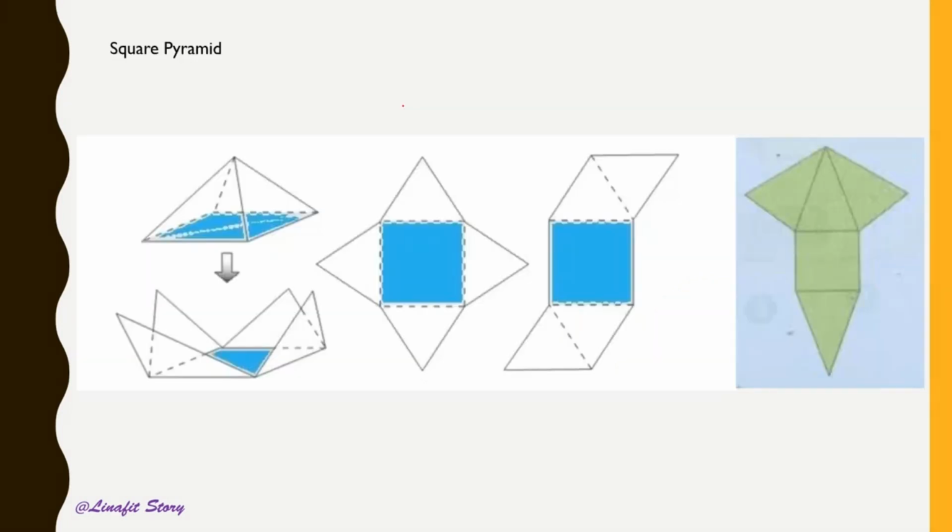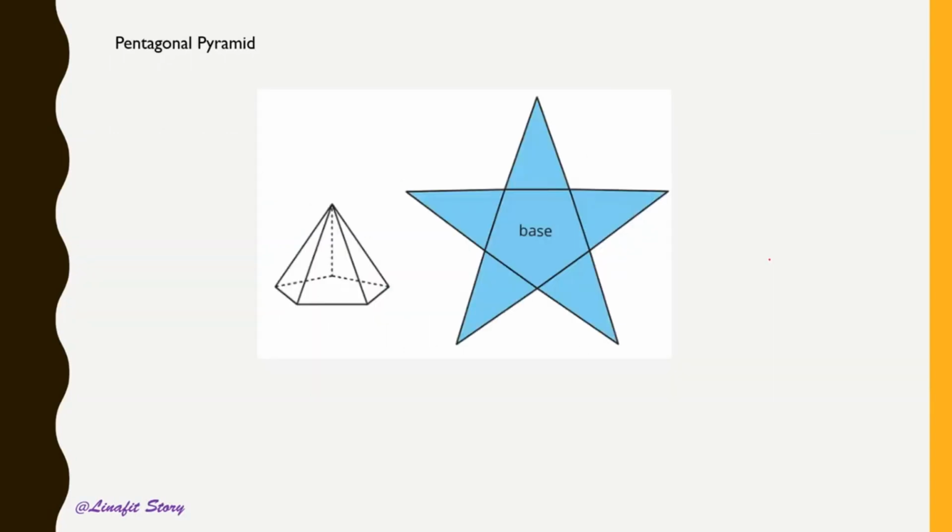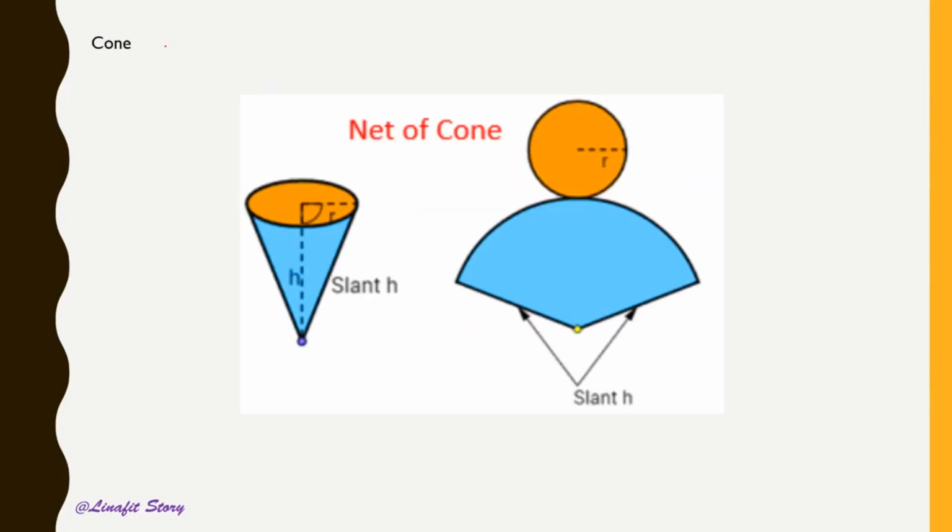This is the net of a square pyramid. Remember that a net of a pyramid has 1 polygon that is the base. The rest of the polygons are triangles. A pentagonal pyramid and its net is shown here. The net of a cone consists of the following 2 parts: a circle that gives the base and a sector that gives the curved surface.